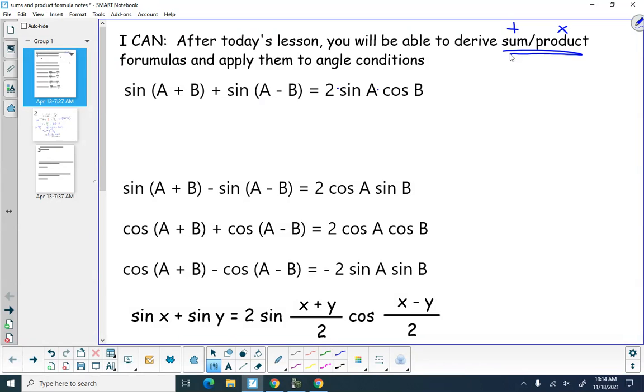Well, how do I prove one of these top 4? What I'm asking you to write out is the sine of a plus b plus the sine of a minus b. So I want you to expand out the sine of a plus b and the sine of a minus b, which you already have on your identity sheet. So you look at your identity sheet: what's the sine of a plus b? Plus the sine of a minus b. What's the sine of a minus b? So you're just writing these out.